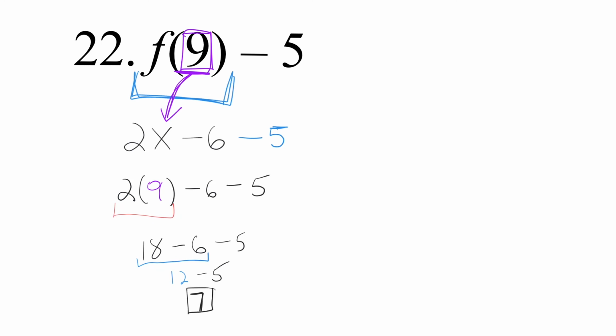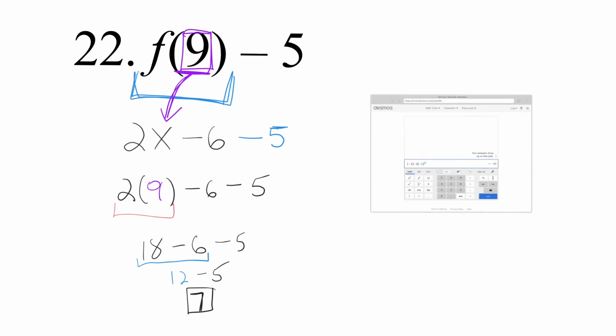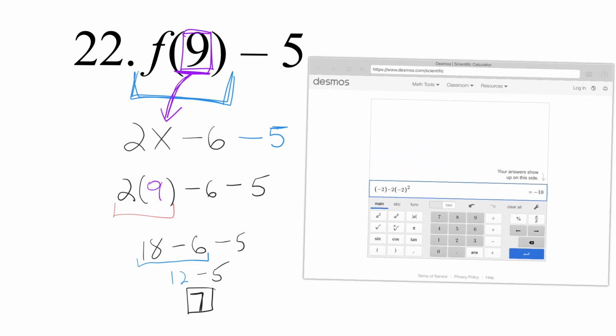But if you guys want to use the calculator, you guys can use decimals. You guys go here, and using the calculator, I'm just going to show you guys. You input 2 parentheses 9 minus 6 minus 5. So I'm looking right here at this expression. So you put that in the calculator, and the answer is 7. So we got the answer for number 22.